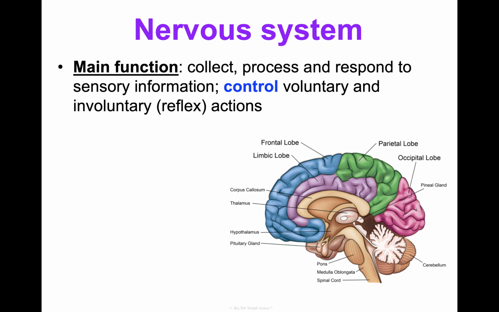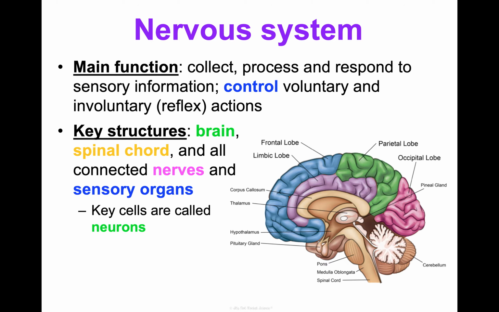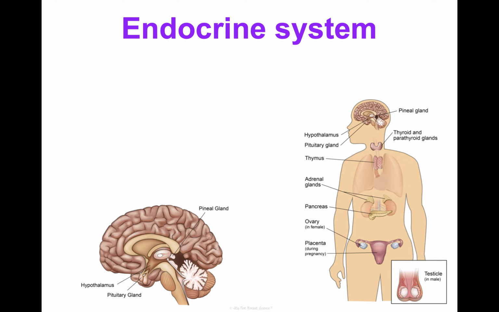All right, the nervous system. Main function is to collect, process, and respond to sensory information and to control voluntary, but also the involuntary reflex actions, or things that your body's just doing without you really thinking twice about it. So this includes the central nervous system and the peripheral nervous system. We're talking about the brain and the spinal cord, but then also all of the nerves and all of your sensory organs. Your organs that allow you to taste things and hear things. All of those are included in this system. Key cells we'll be talking about are your nerve cells, which are also known as neurons. And there's other important ones too, but this is the big one, which we'll be talking about.